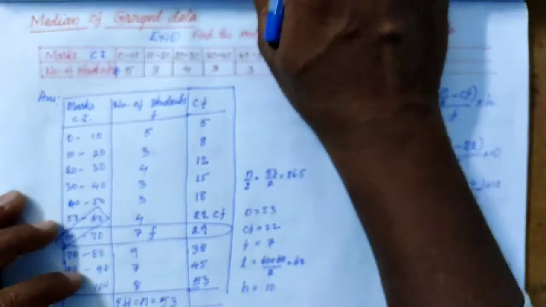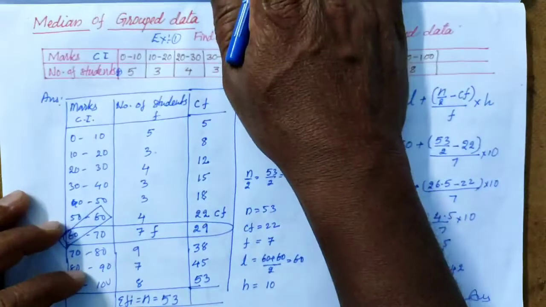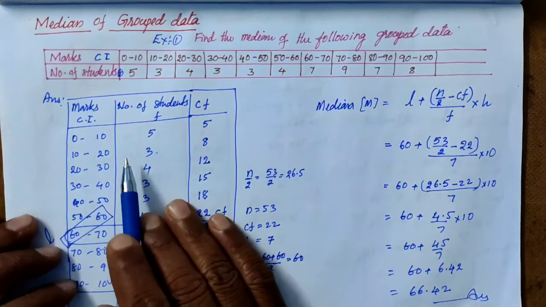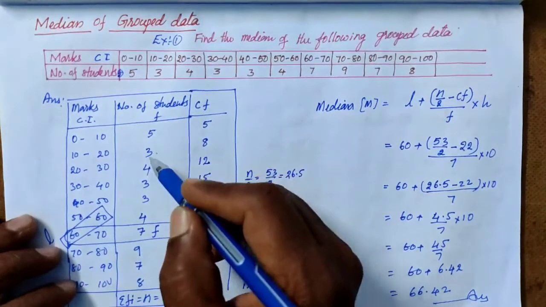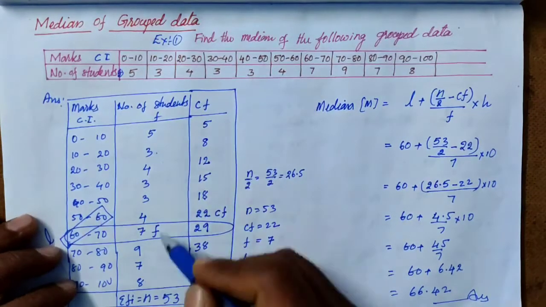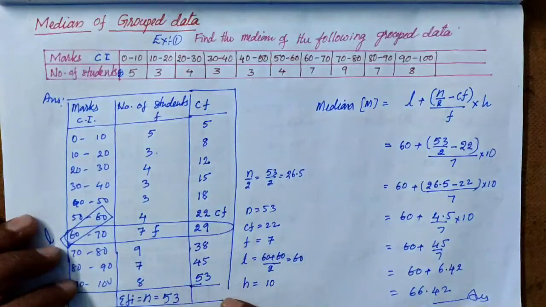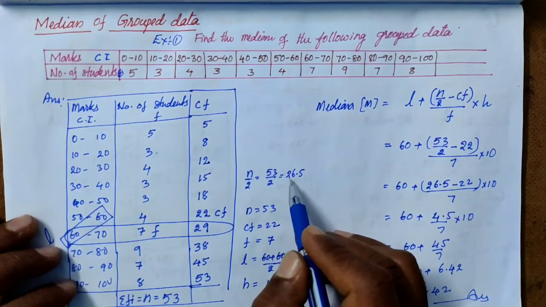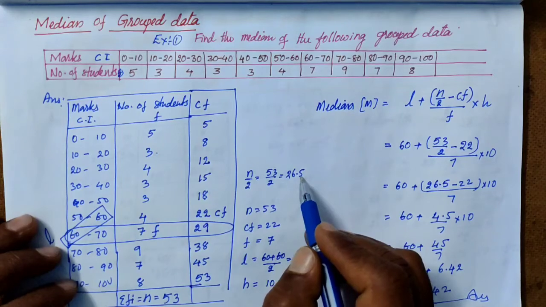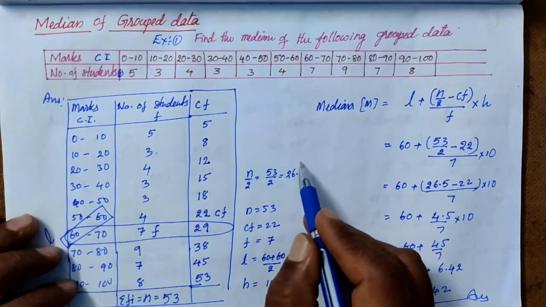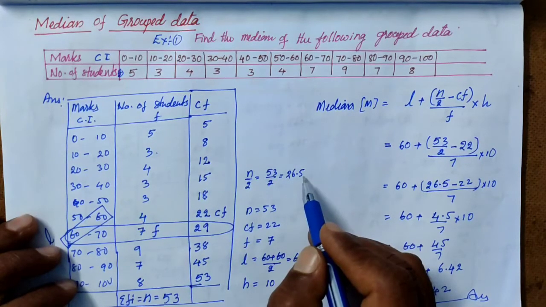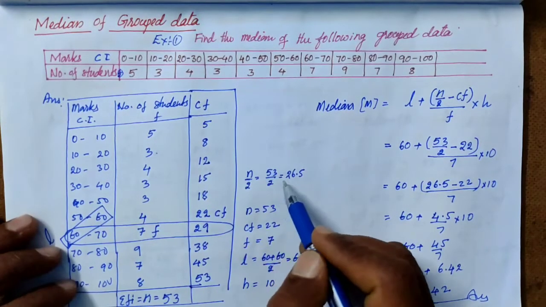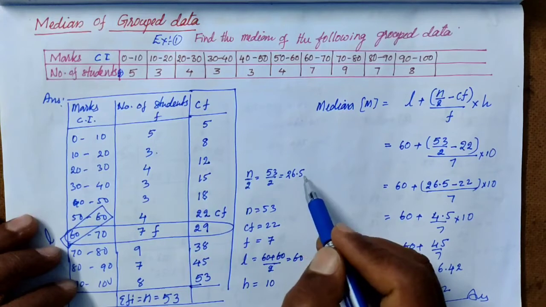Now, to find the median of group data, which is the median class? Here the total of all these frequencies is 53. So 53 by 2 is equal to 26.5. So 26.5 is half of this n, that is, n by 2.